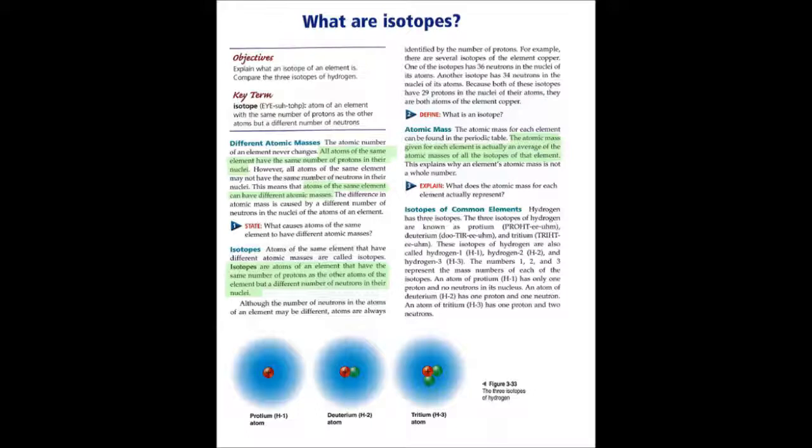Checking concepts. 1. What causes some atoms of the same element to have different atomic masses? 2. In the periodic table, where can the atomic mass of an element be found? 3. What identifies an atom of an element? 4. How many neutrons are there in an atom of protium, deuterium, tritium? Thinking critically. 5. Explain. Why is the atomic mass of an element not a whole number?